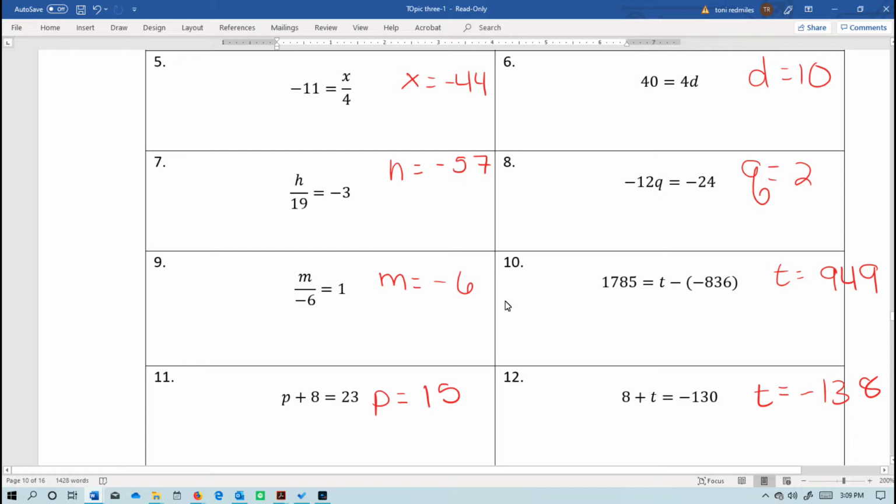All right, in this one, even though x is on the other side, we can still do it. The x is being divided by the 4, so to undo it, we have to multiply. What we do to one side, gotta do to that other side. These cancel. 4 times 11 is 44. The 4 is positive, the 11 is negative. The answer is negative.